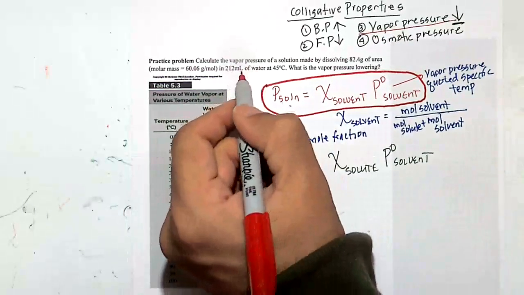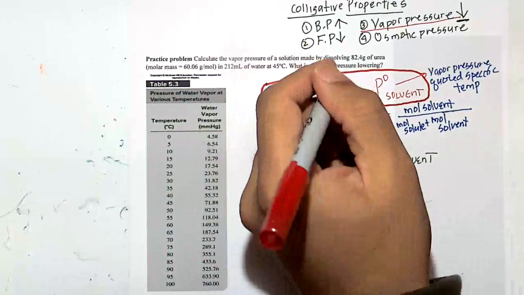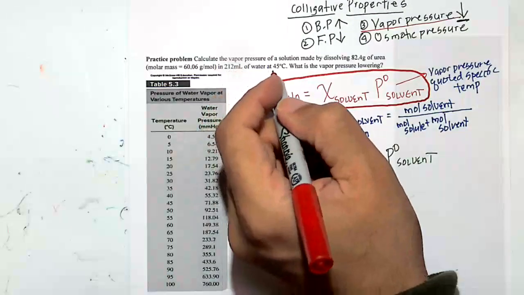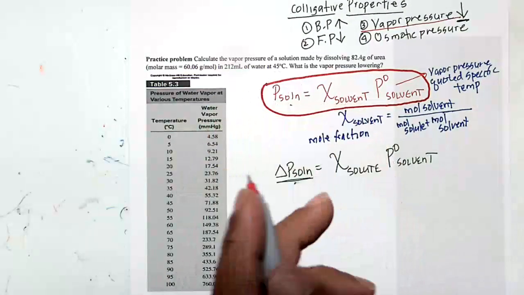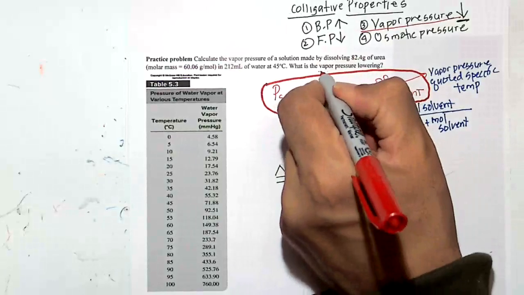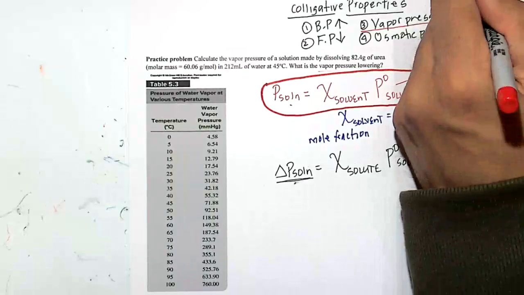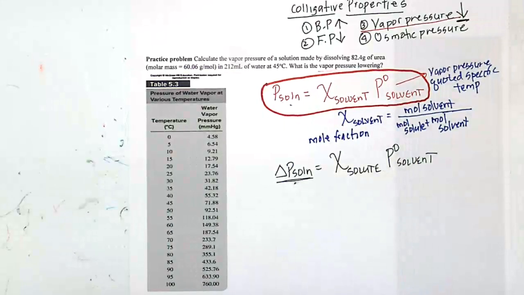All right, so let's do this problem here. Calculate the vapor pressure made by dissolving 82.4 grams of urea in 212 mL of water at 45 degrees C. What is the vapor pressure lowering? So we already know the vapor pressure is going to lower. That's one of our 4 colligative properties.